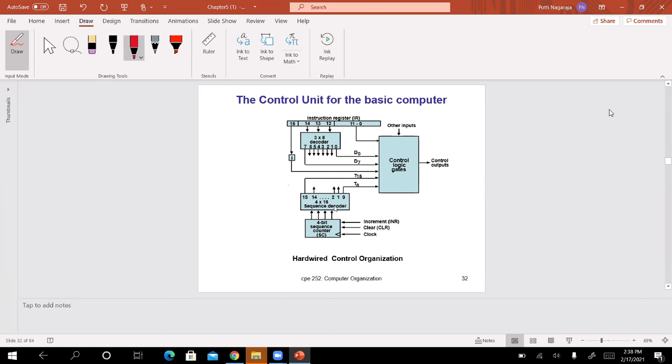Whenever it is 0, it will be decoded by the decoder and you will get T0. When the sequence counter is incremented by 1, we will get T1. When it is incremented to 2, we will get T2. And like that, the final signal, when it is all four ones, is 15, T15. And once again it will go back to T0. It will be executed step by step. So this is the control unit of the basic computer, and all of you try to verify the block diagram. Anyway, I will explain this.